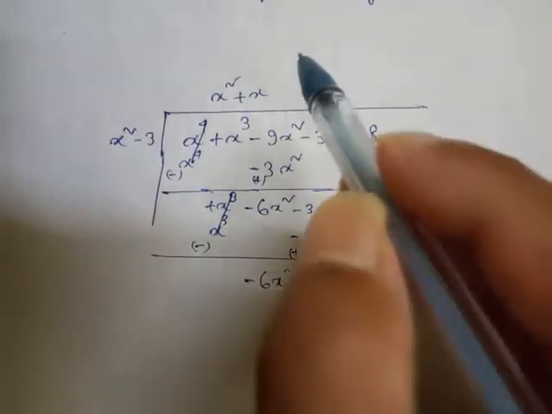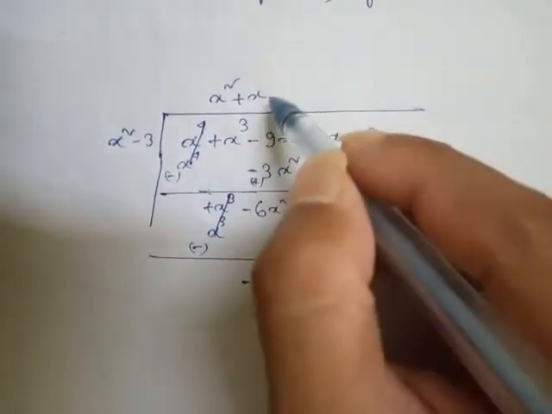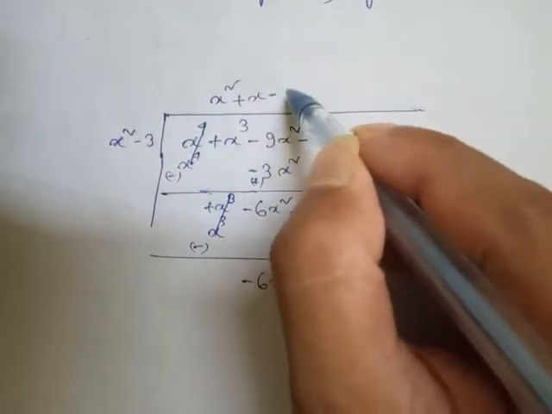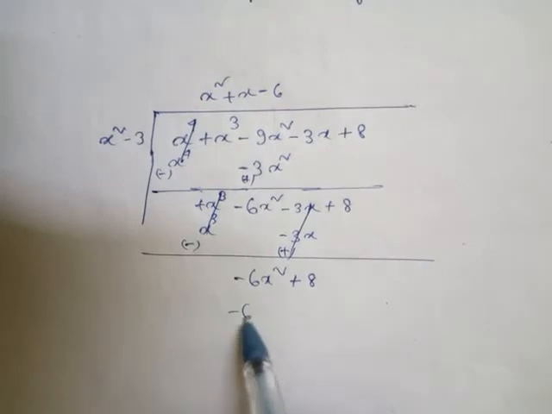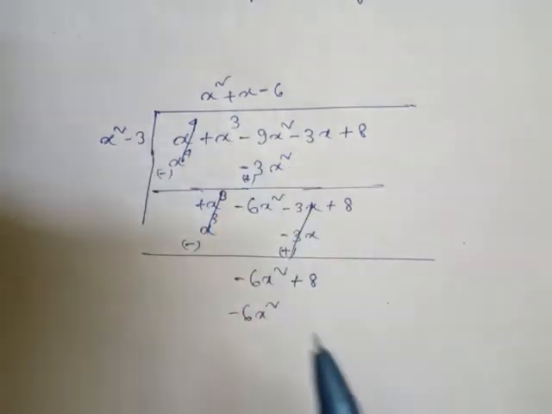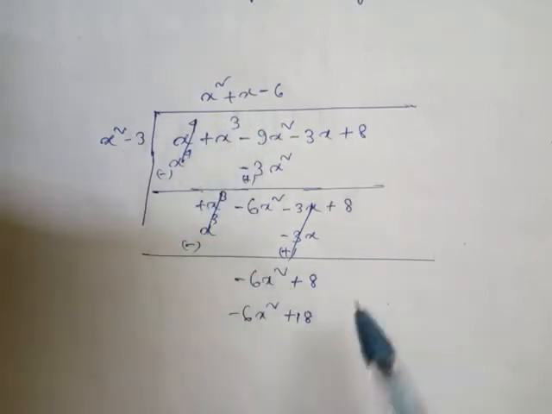Now next one, students, there could be x square, and this we'll just put down here minus 6. Minus 6 into x square is minus 6x square, and minus minus plus there is 18.